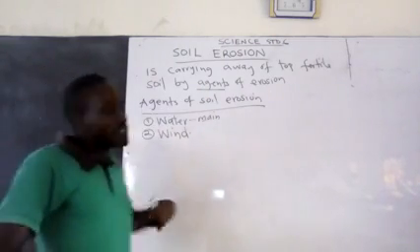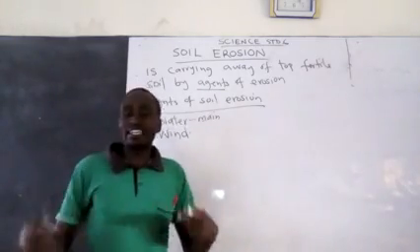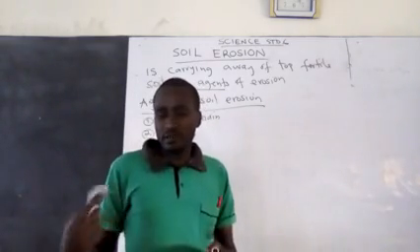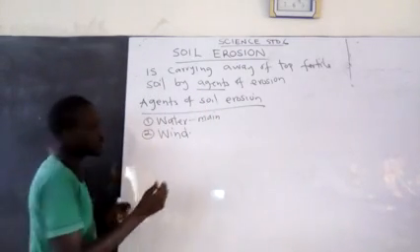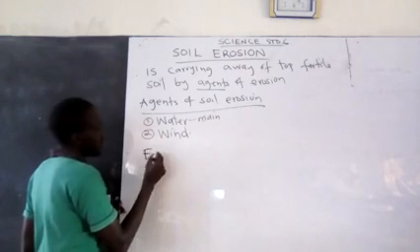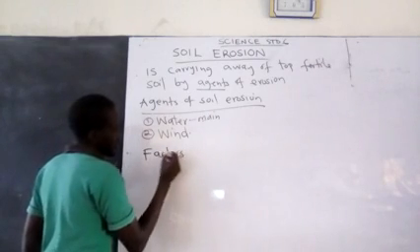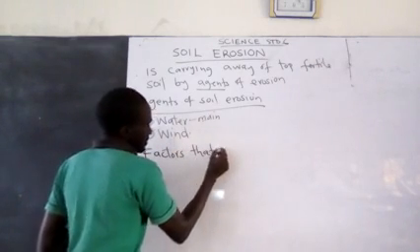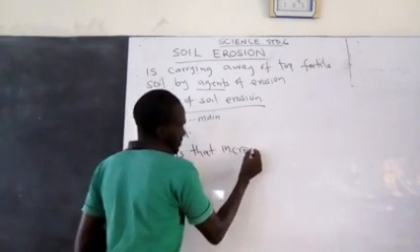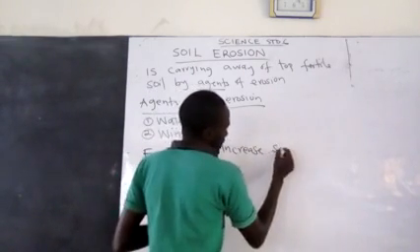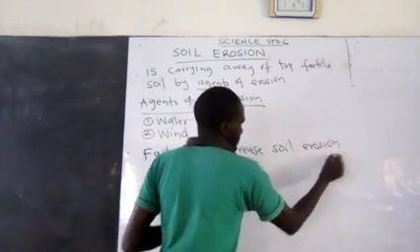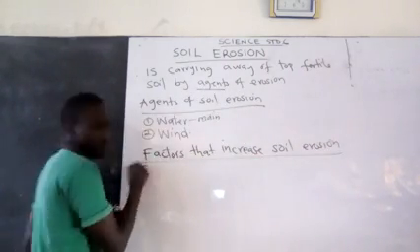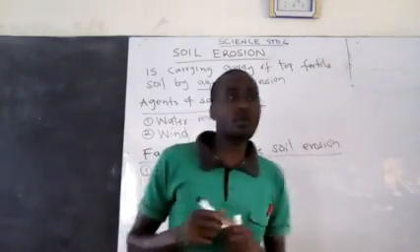Then we have those things which make erosion happen. We call them factors that increase soil erosion. Factors that increase soil erosion. There are many factors. We'll go through them one by one.